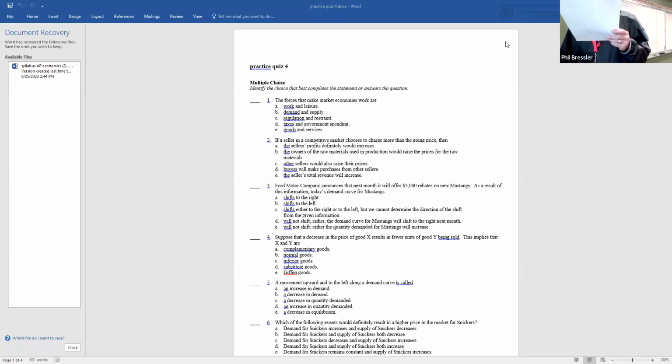It's expectations. Again, it's expectations on the price, not the cost. Okay, so cost is a supply expectation. Price is a demand expectation. So it's going to shift demand to the left.